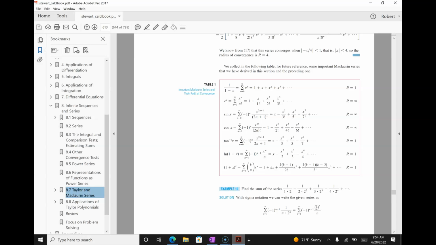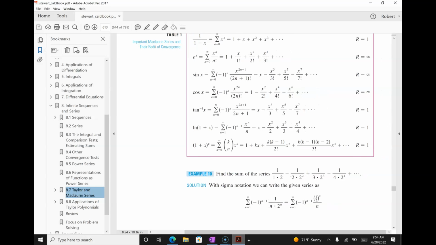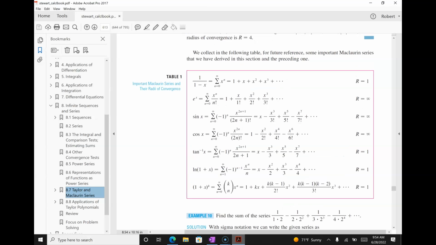We're not doing the last one. And look at my radius, can you see that page up here? It's hard maybe to see, but it gives me my radius as well. So look at the inverse tan, it's a radius of 1. But e to the x, sine x, cos x have infinite radius. Of course, there's not much use to something that has a radius of 0. It's always going to just be the first term anyway.